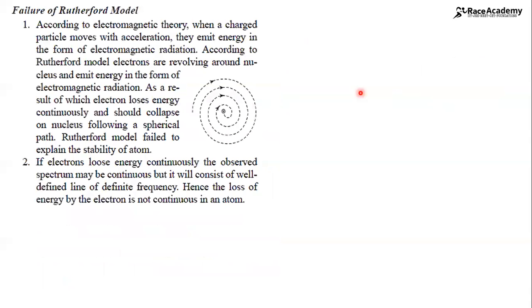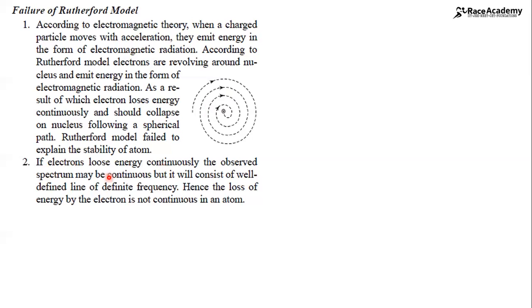Failures: what he noticed as a failure is according to electromagnetic theory. That theory tells that charged particles moving with acceleration emit energy to form electromagnetic radiation. According to this model, electrons revolving around the nucleus emit energy in the form of electromagnetic radiation. As a result, what will happen? When the electron loses energy continuously, it should collapse into the nucleus following a spiral path, and the Rutherford model failed to explain the stability of the atom. So the electron is coming like this, and finally it may fall into the nucleus.